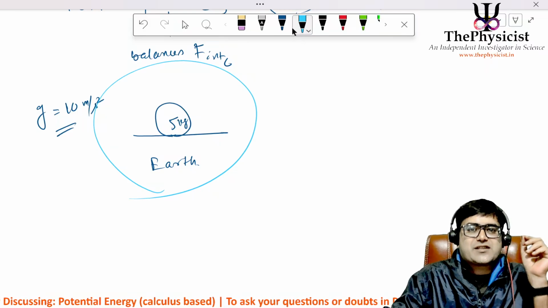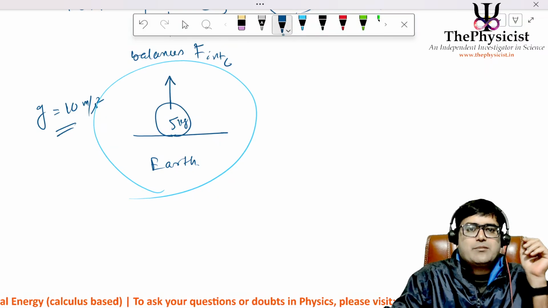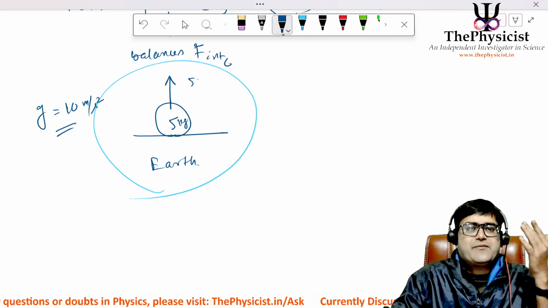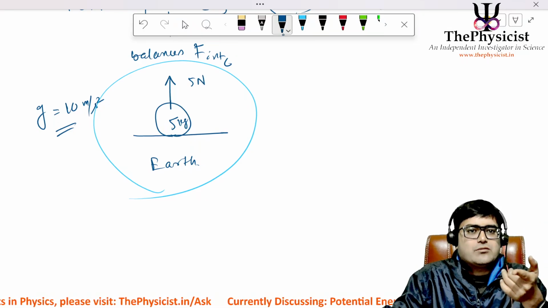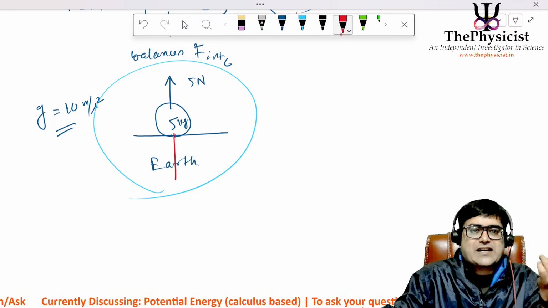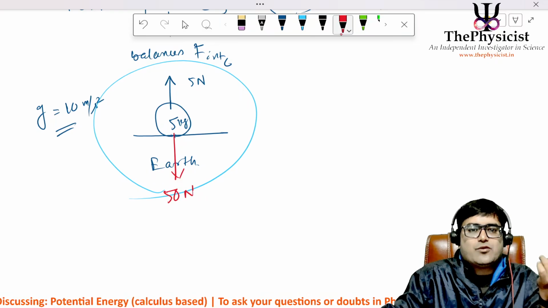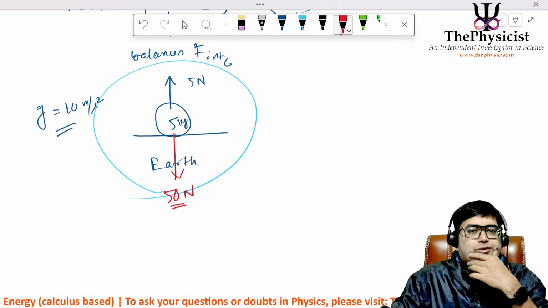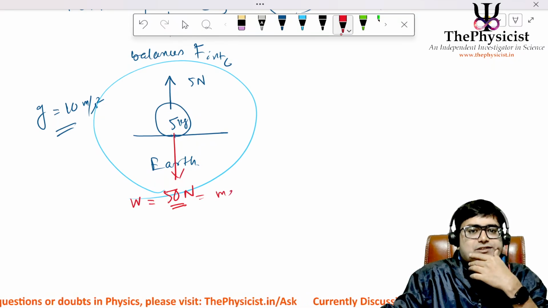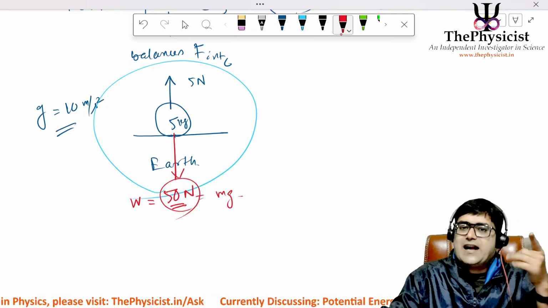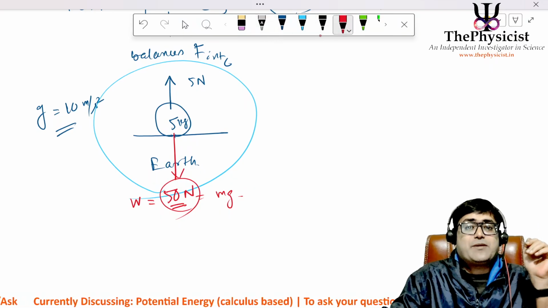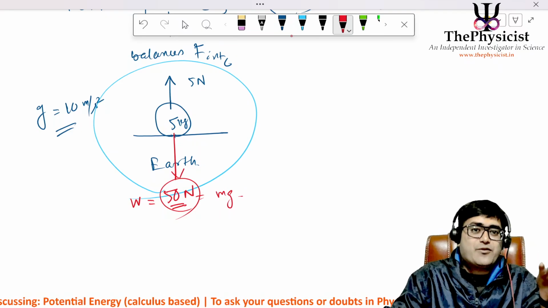Now, imagine I apply an external force of 5 newtons. Will I be able to raise the body? Will I be able to do any work at all? No, because there is a downward mg force acting on it, which is 50 newton in magnitude. The weight force is mg, 50 newton. So I can't raise this ball by applying a 5 newton force. The minimum force I should apply is 50 newton upwards.